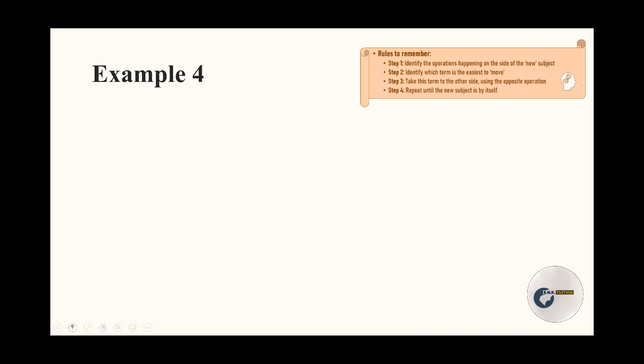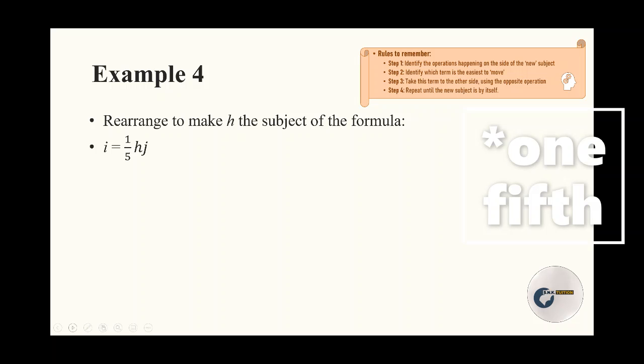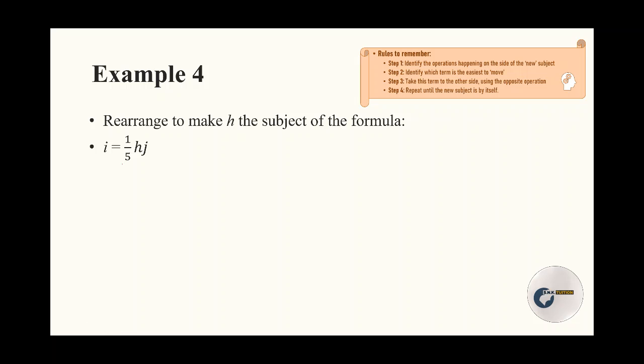Now our last example is: rearrange to make h the subject of the formula i equals a fifth hj. Now immediately I can see that there is a fraction here, and this means 1/5 is multiplied by h, which is multiplied by j. Now if I rewrote this out, it would look like this, multiplied by h, which is multiplied by j. So actually that is equal to hj, or 1hj over 5.